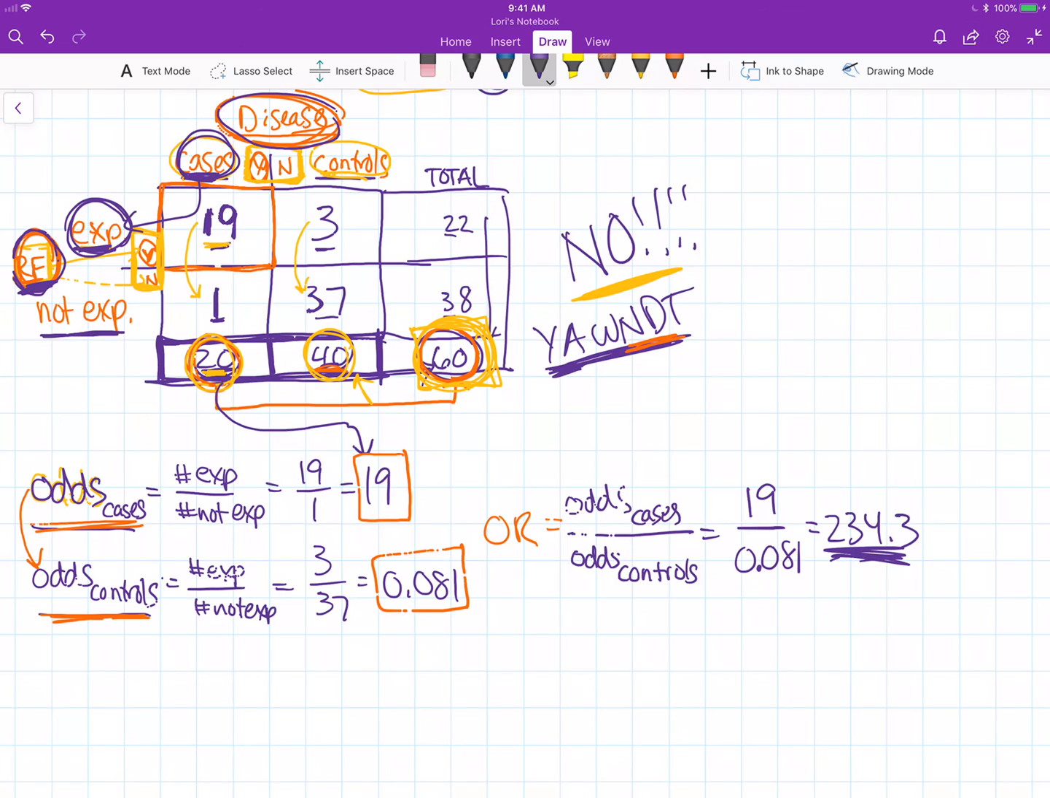So that concludes my demonstration of how to calculate the odds ratio. In our next video, we'll be looking at the chi-square test of independence.